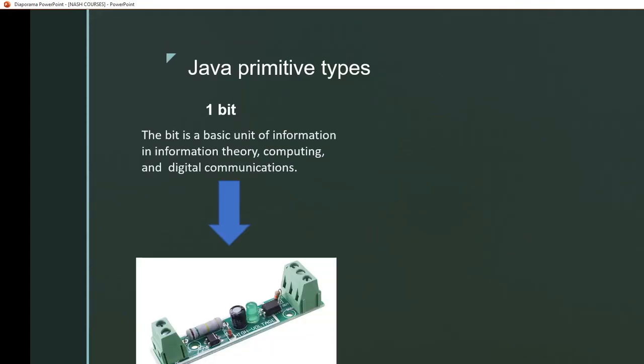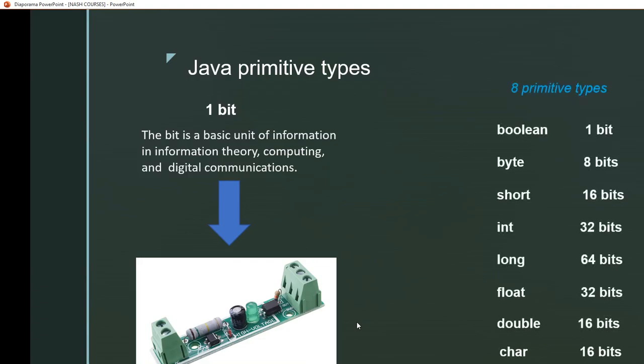So what is one bit? The bit is the basic unit of information in information theory, computer and digital communication. So this piece of hardware can represent one bit. So in Java there are 8 primitive types. Boolean stored in 1 bit, a byte stored in 8 bits, short stored in 16 bits, int in 32 bits, long 64 bits, etc.